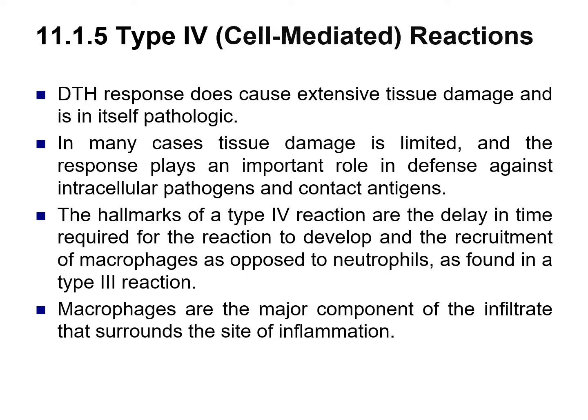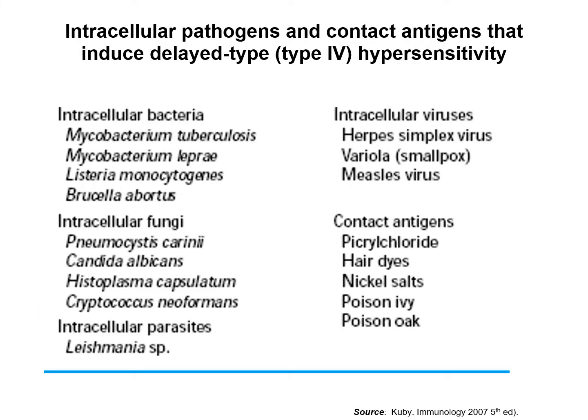In this case, the macrophages are invited rather than the neutrophils. The macrophages are the major component of the infiltrate that surrounds the site of inflammation. We can see here some examples of antigens that can lead to type 4 reaction. So bacteria like Mycobacterium TB, leprae, Listeria monocytogenes, and Brucella abortus. Fungi like Pneumocystis carinii, Candida albicans, Histoplasma capsulatum, Cryptococcus neoformans.